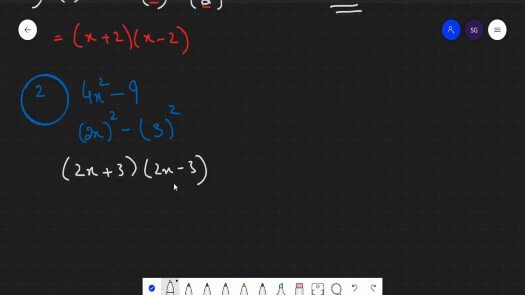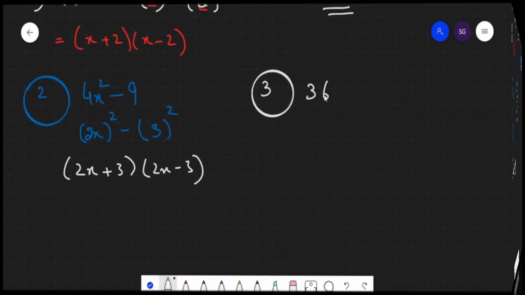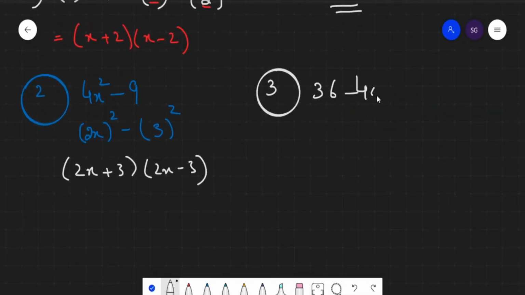Okay, that was quite easy to understand. Let's do the third example. So that is 36 minus 49x squared. Again, our job is to write 36 and this 49x squared as a whole square of something. And clearly 36 can be written as 6 squared, and 49x squared can be written as (7x) squared. You remember, any number squared means that number is multiplied by itself. So when I'm checking for 49, I'm checking for a number that when multiplied by itself gives us 49. In that case, 7 is the number.